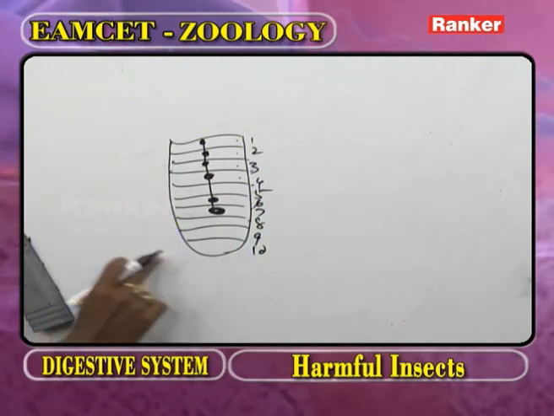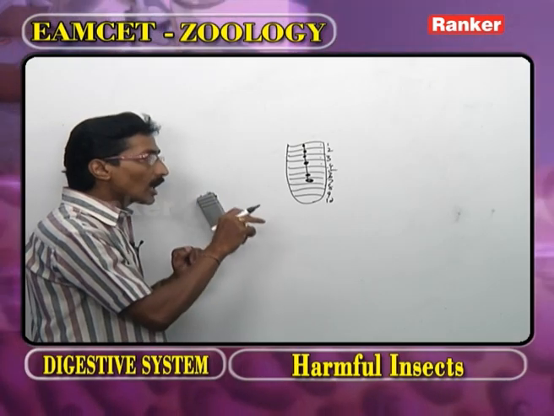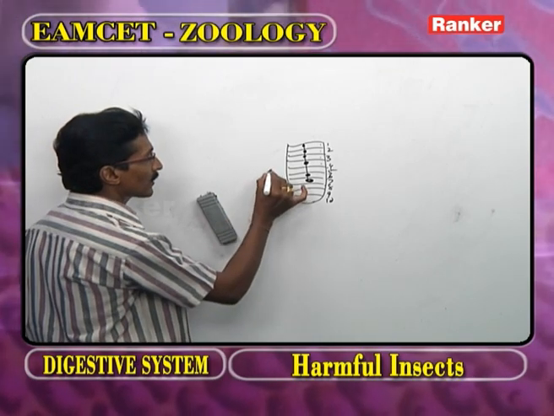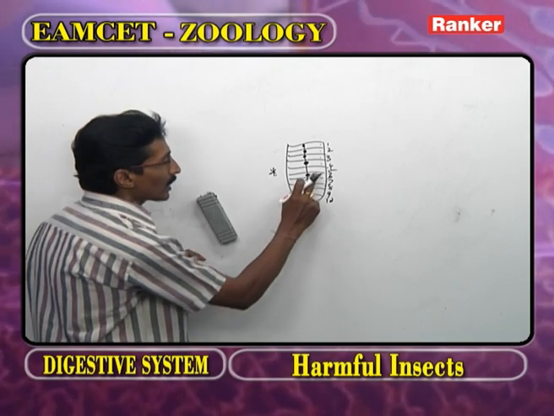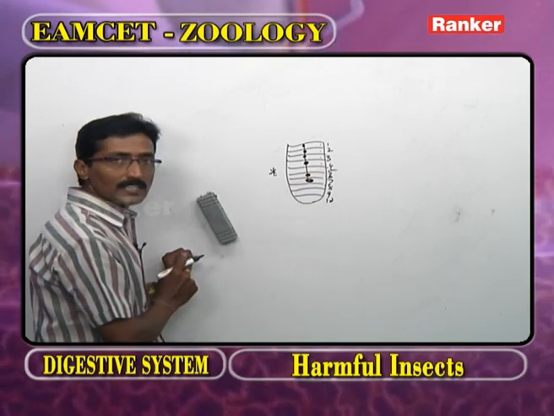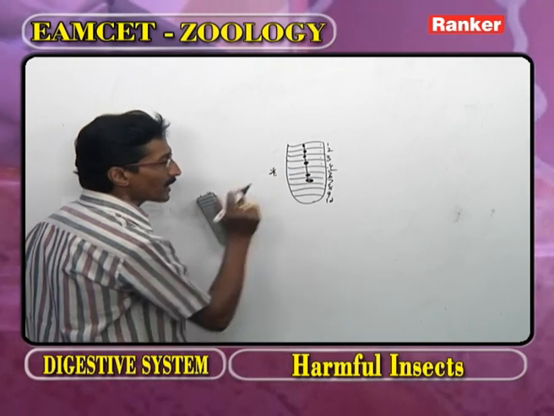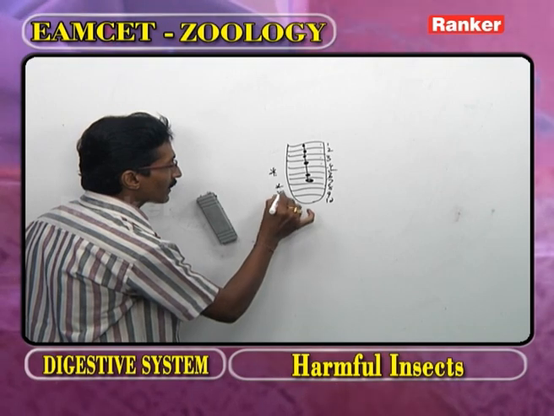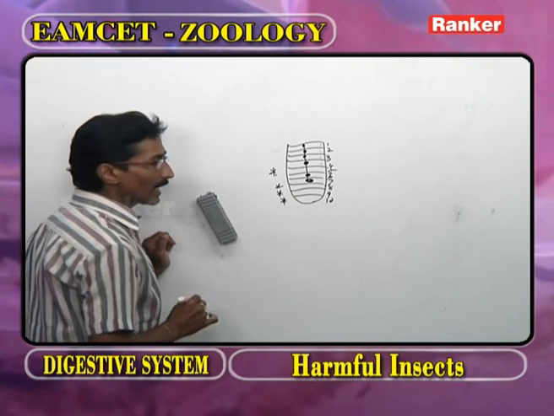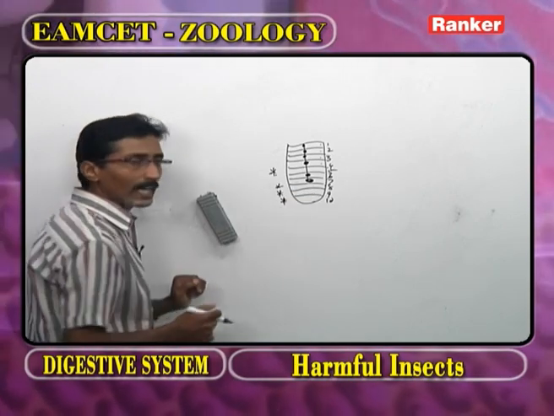Now, what are the abdominal segments in which the nerve cord is present but ganglia are absent? It is represented as a star mark. This is the fifth abdominal segment. In the fifth abdominal segment, the nerve cord is present but no ganglia. In the 8th, 9th, and 10th abdominal segments, both nerve cord and ganglia are absent.